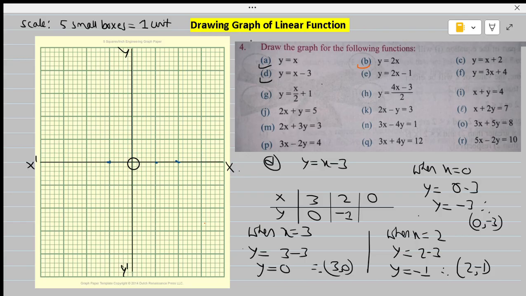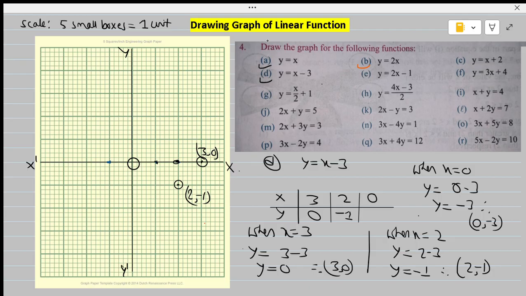So 3 0. So 1 2 3, and y 0 means we have to move nowhere. Just this point is 3 and 0. And then next point is 2 comma minus 1, so 1 and 2, so here is 2. And from 2 we have to count y minus 1, so we have to come down, all right? So this point is going to be 2 comma minus 1.